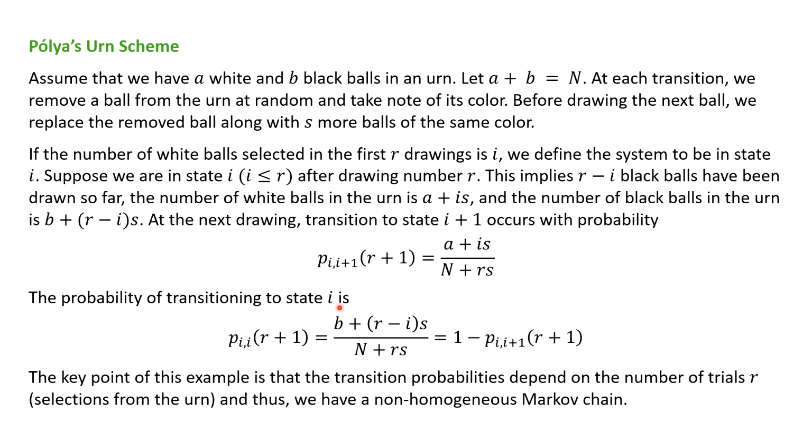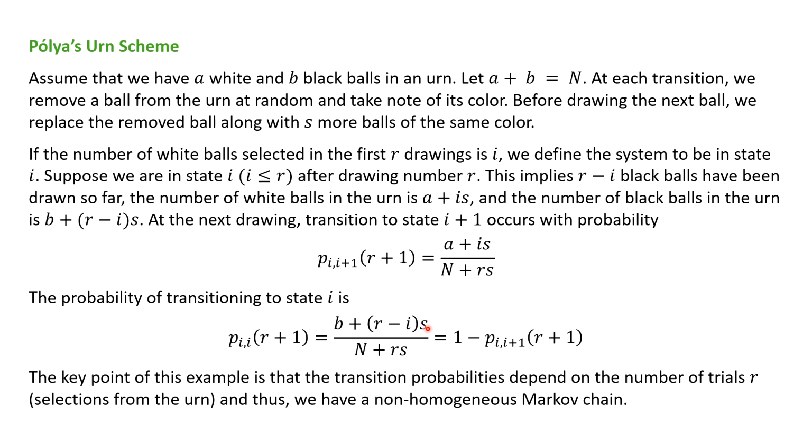And the probability of going to state I, in other words where you don't pick another white ball, or equivalently you pick a black ball, stated differently, would just be B, the number of black balls you started with, plus R minus I times S. So this is the number of black balls, this is the total number, and this is the probability of picking another black ball at that point. If you do the computation, that's 1 minus this, which is what we wanted, right? We want the different rows in our Markov chain to add up to 1.